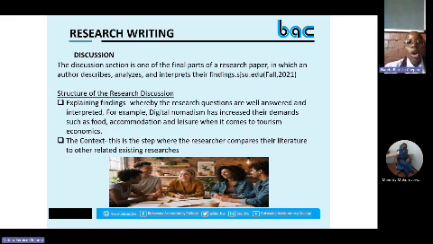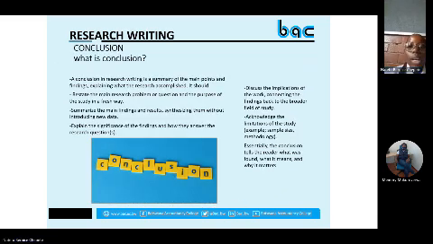Moving on to the conclusion. What is a conclusion? A conclusion in research writing is basically the summary of the main points and findings explaining what the research has accomplished.